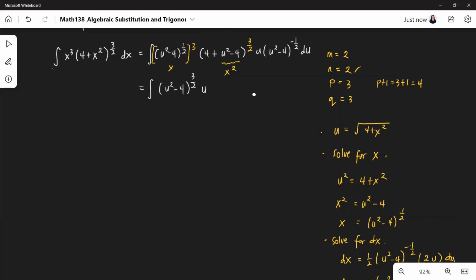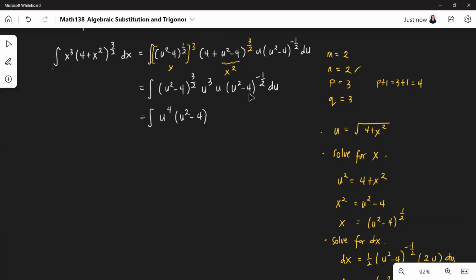Okay, so it's u raised to the power of 3, or u cubed, and then times the u, then times the quantity u squared minus 4 raised to the negative 1/2, du. So combine all those functions that you can combine. Starting off with the u's, we have 3 and 1, so that's u raised to the power of 3 plus 1, or 4.